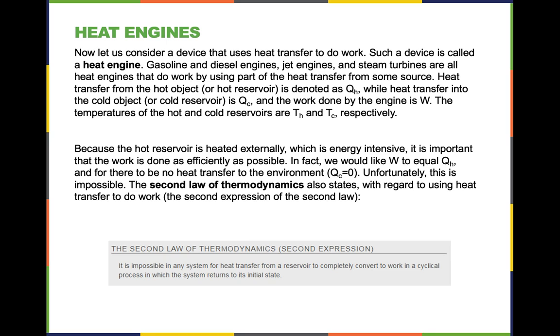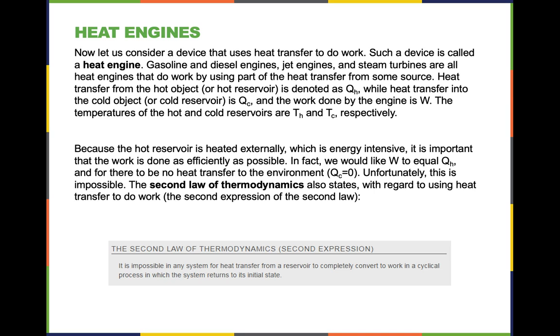Because a hot reservoir is heated externally, which is energy intensive, it is important that the work is done as efficiently as possible. In fact, we would like W to equal QH and for there to be no heat transfer to the environment, QC equals 0. Unfortunately, this is impossible. The second law of thermodynamics also states, with regard to using heat transfer to do work, it is impossible in any system for heat transfer from a reservoir to completely convert to work in a cyclical process in which the system returns to its initial state.